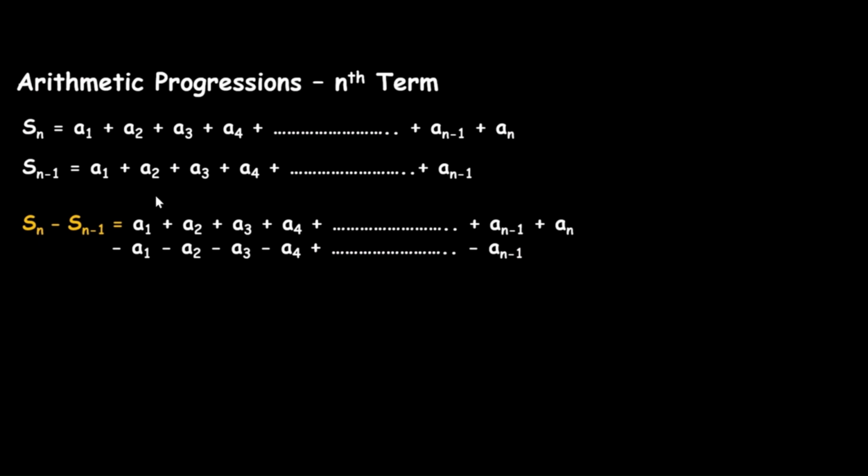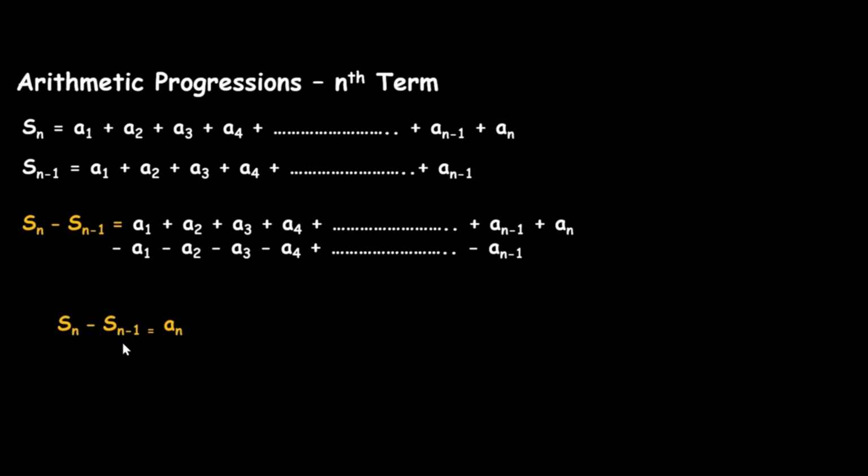So as you can see, positive a1 will cancel negative a1, positive a2 will cancel negative a2, positive a3 will cancel negative a3, and so on. And positive a(n-1) will cancel negative a(n-1). And what remains is a(n). And that's what we get. S(n) minus S(n-1) is equal to a(n). And this is the formula which we discussed just a while ago.